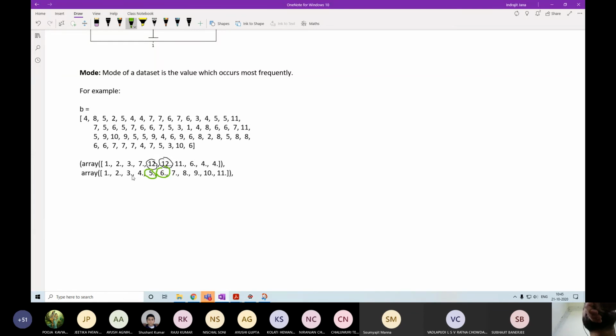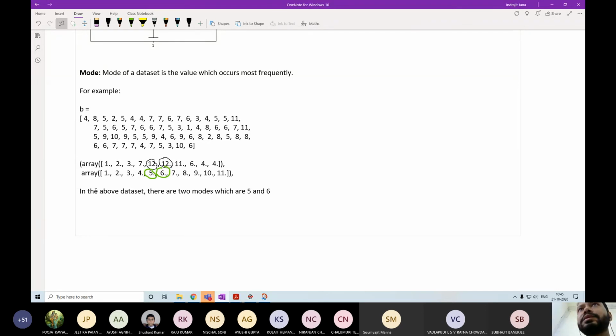Okay. 1 to 2: 2; 2 to 3: 3; 3 to 4: 7; 4 to 5: 12; and 5 to 6: 12. Okay. So there are 2 modes, which are 5 and 6, because those are the values which occur most frequently.